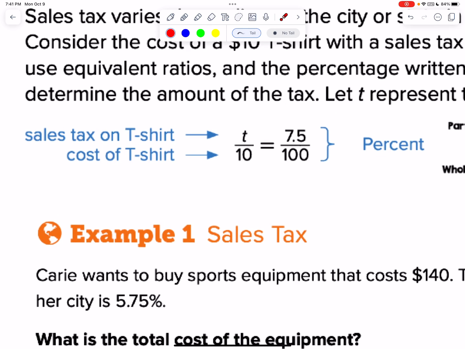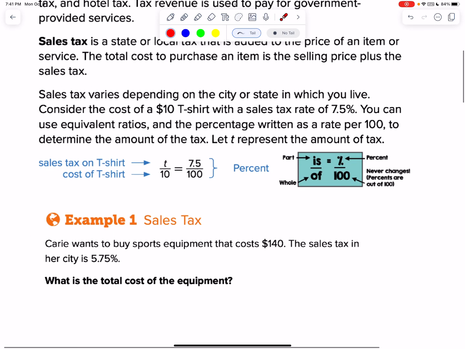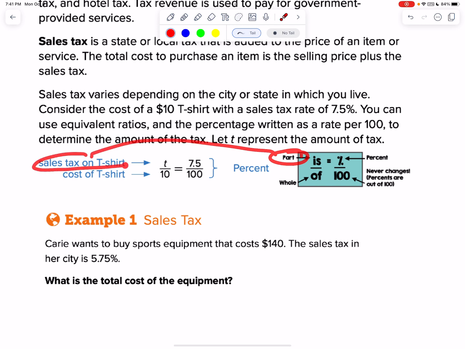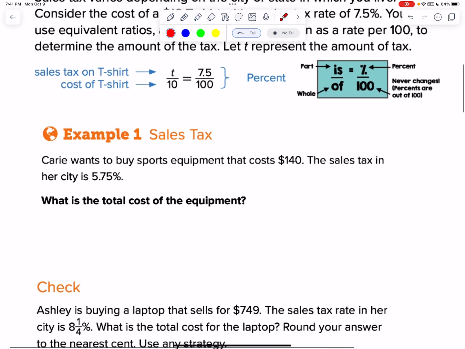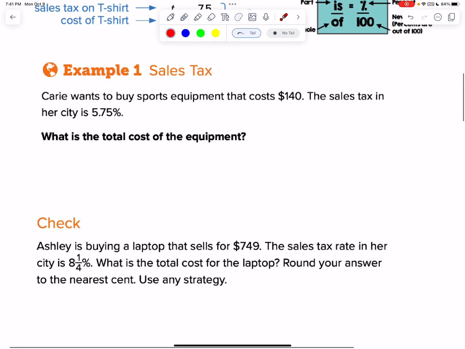So let's take a look. You can see the part for this is the sales tax, and the whole is going to be the cost of the shirt. And then this whole section is the percent, so 7.5% out of 100. Rather than solving that one, let's take a look at example 1.